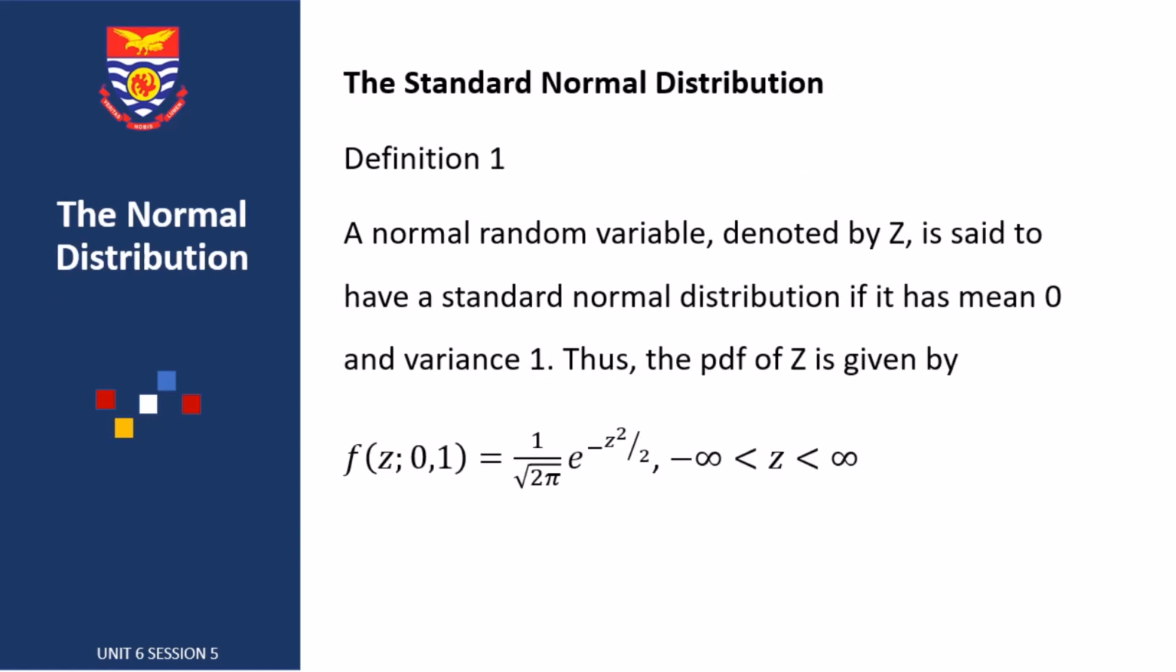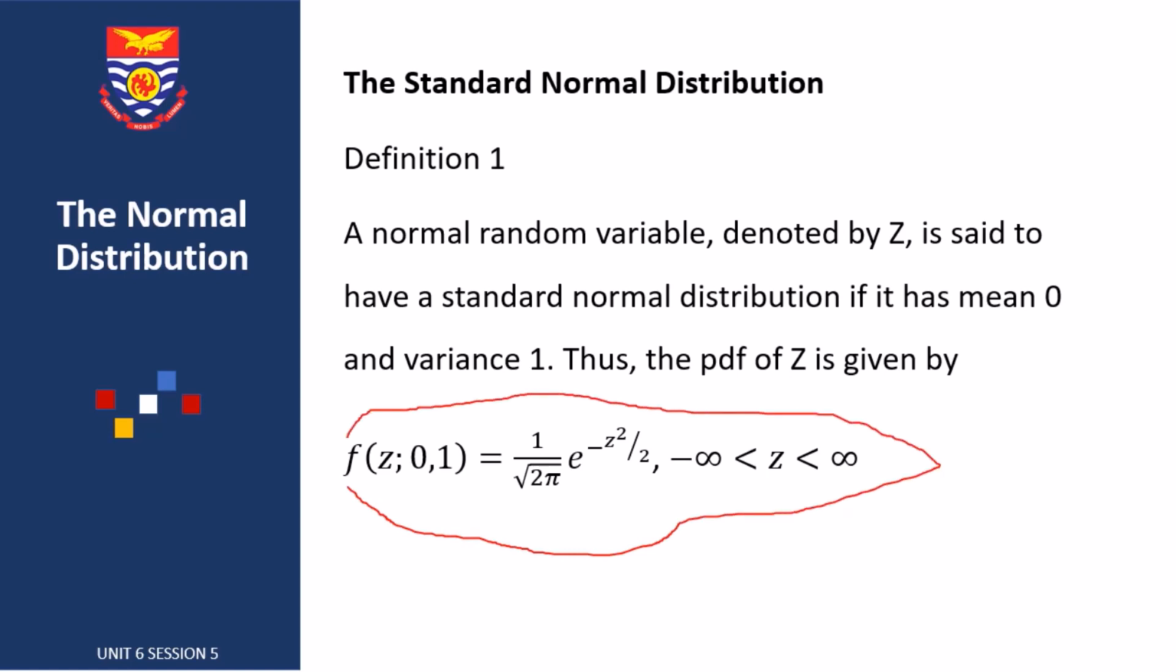Now let's look at the standard normal distribution. So now everything has been standardized. A normal random variable denoted by z is said to have a standard normal distribution if it has a mean of 0 and a variance of 1. I hope it's clear. Standardized means that the mean is now 0 and the variance is equal to 1. So the whole of that complex formula will now reduce to this form.